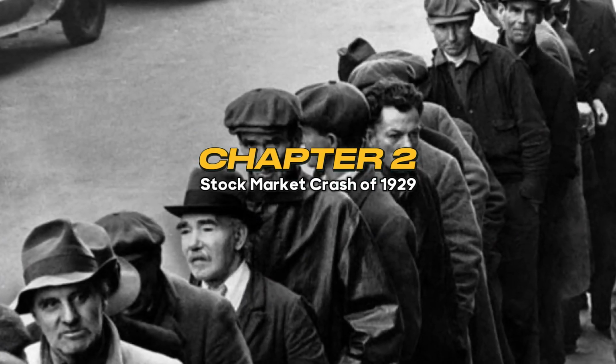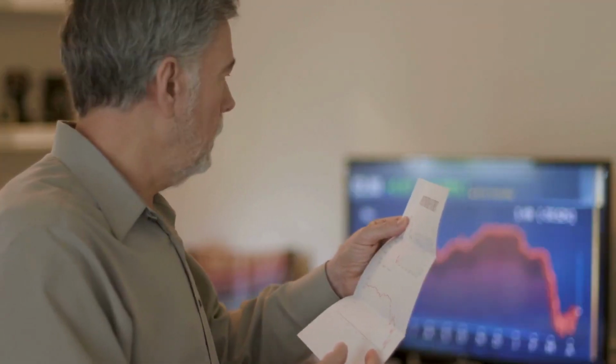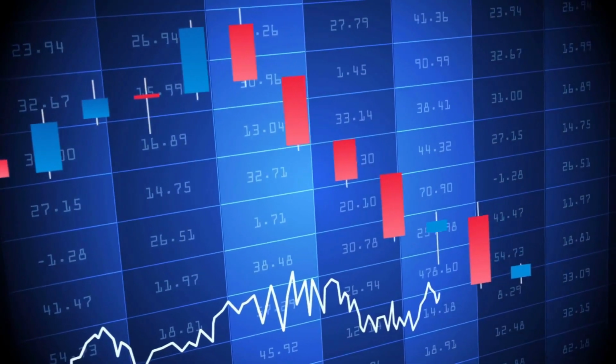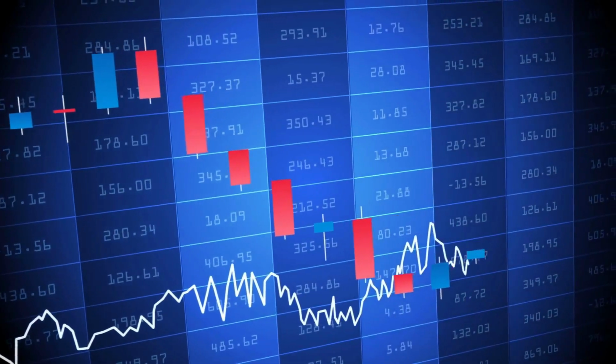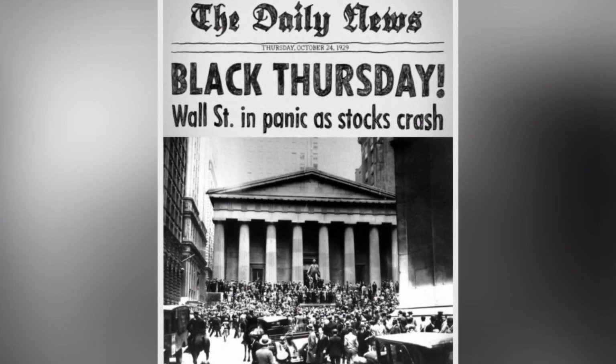Stock market crash of 1929. On October 24, 1929, as nervous investors began selling overpriced shares en masse, the stock market crash that some had feared happened at last. A record 12.9 million shares were traded that day, known as Black Thursday.